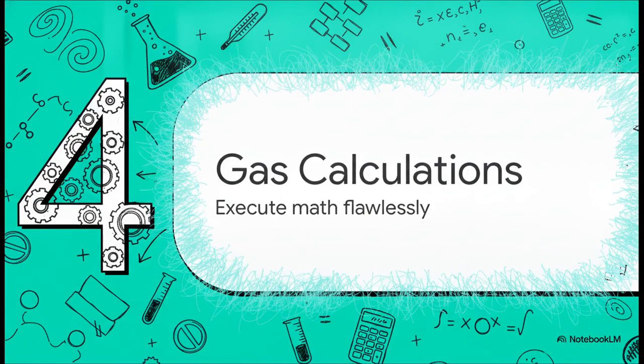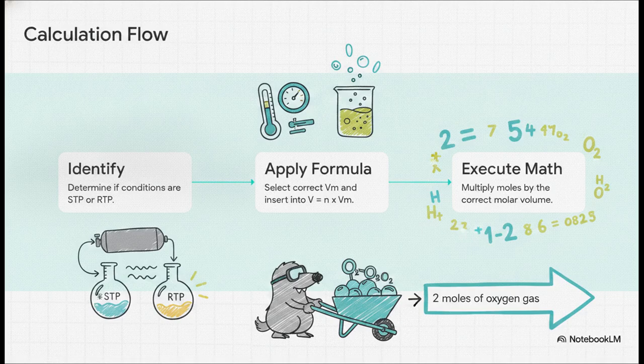Which brings us to Section 4, step-by-step gas calculations, executing the math flawlessly. We are going to treat every single calculation as a strict chronological flowchart. You absolutely must follow the sequence to guarantee full marks. Step 1. Identify your condition straight from the prompt. Is it STP or RTP? Step 2. Apply the correct Vm constant to your formula. And Step 3. Execute the math. Let's run this exact flowchart in real time using 2 moles of oxygen gas.